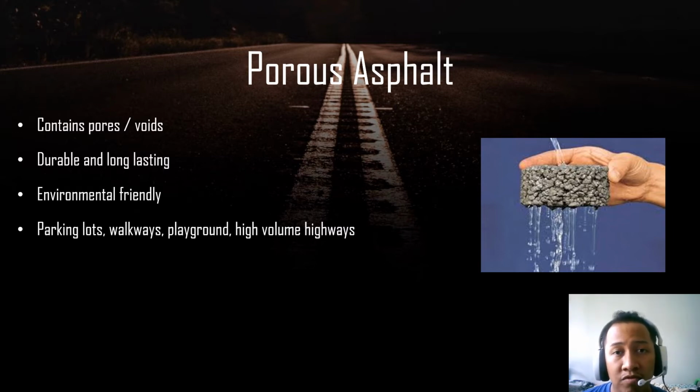That means the chemicals from the rainwater can also be filtered by the soil bed under the pavement. And lastly, this porous asphalt can be used in parking lots, walkways, playgrounds, or high-volume highways. However, it is noted that the depth of the sand soil bed for this porous asphalt should be specified in order to prevent water from reaching the porous asphalt pavement layer.